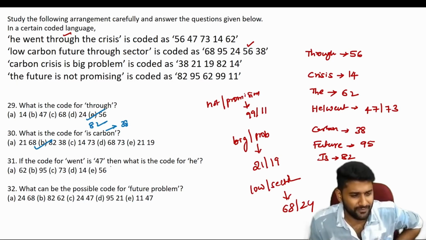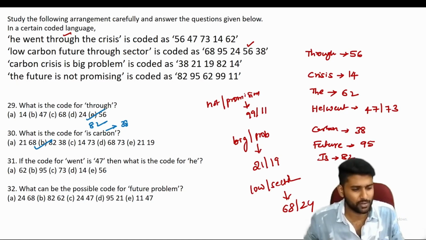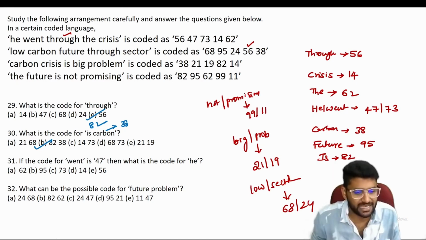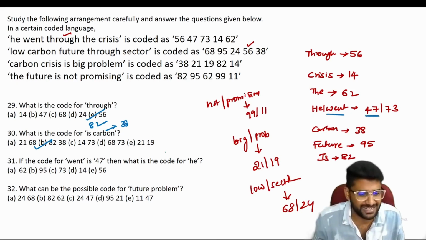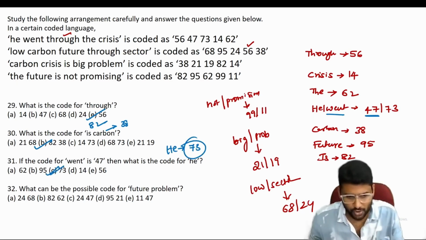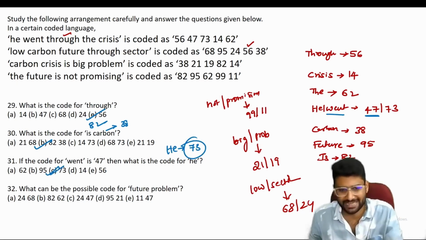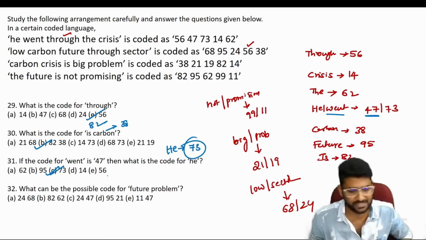If the code for went is 47, the if condition means consider that information for that question only. If the code for went is 47, guys, check it out, definitely he must be 73. So according to this information only, you have to consider. If you go through the next question, again, the he or went code language is not at all sure. Either it can be 47 or 73.